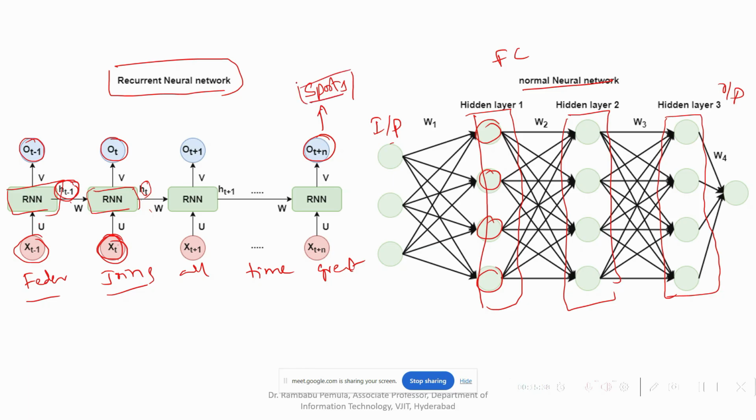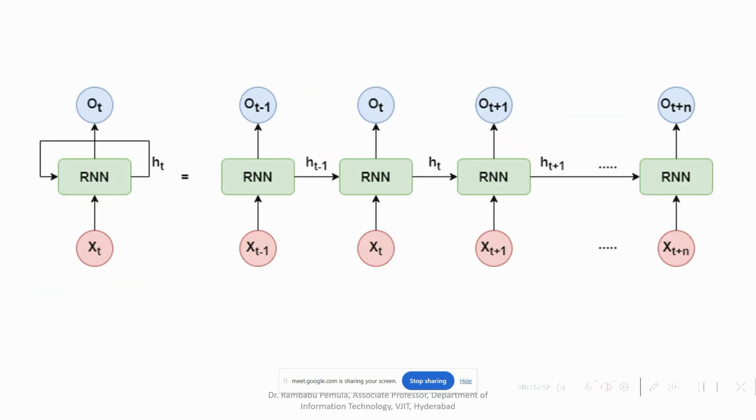This is because of recurrent neural networks. This is a simple representation of the recurrent neural network, and this is the expansion of that recurrent neural network.